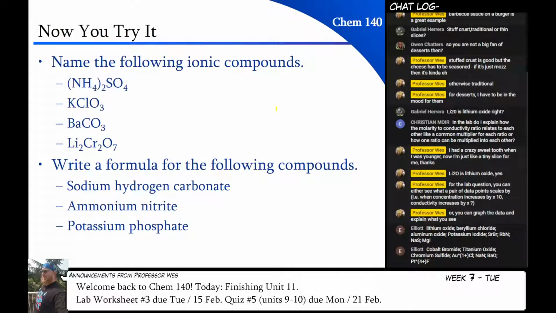And I want you to try and name these up at the top here and then write a formula for the ones at the bottom. Do the best that you can in the chat. And I'll give you 5 minutes to do this, and then I'll put the next ones on the screen, and we can do those too. And then we'll be done with ionic compounds. Hooray. All right, I'll see you in a bit.